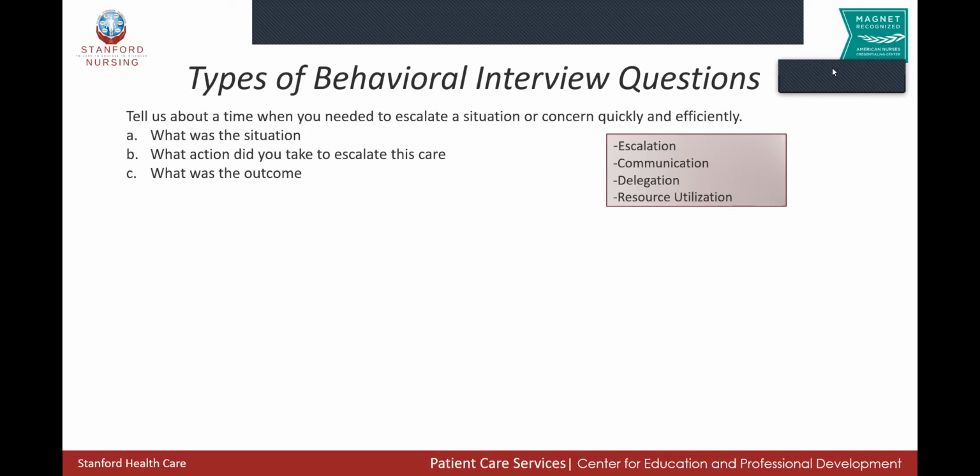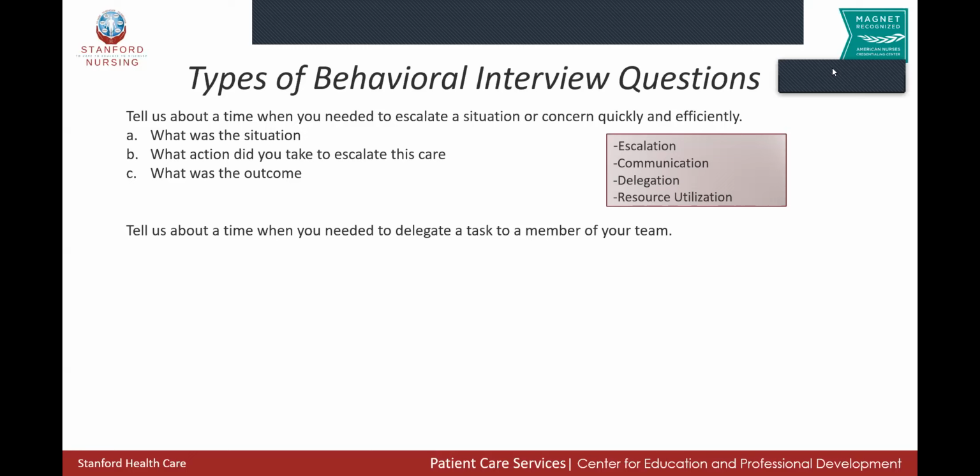You use your communication skills to communicate to your team of what needed to be done. You delegated some tasks. That way you can maybe put some more focus into that task, and then you utilize your resources because you don't do it alone, right? When you're escalating a situation, you use all the traits and all the skills and strengths that you have to be able to get a situation escalated. So with the prompt, you see there's a situation, what action you took, and what was the outcome. So we'll see that in the next question as well.